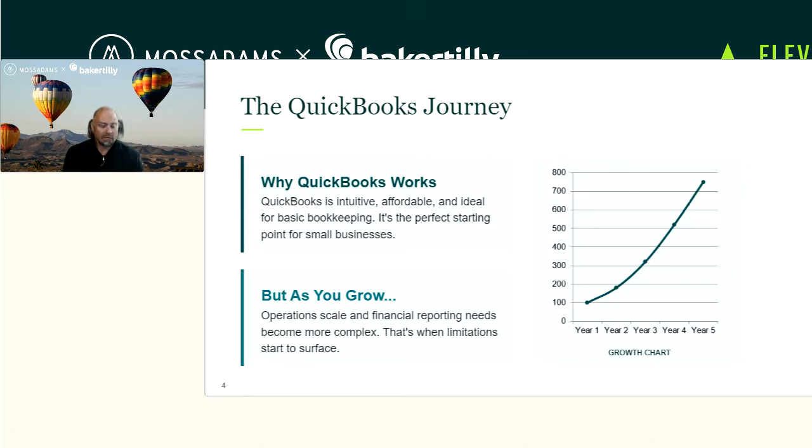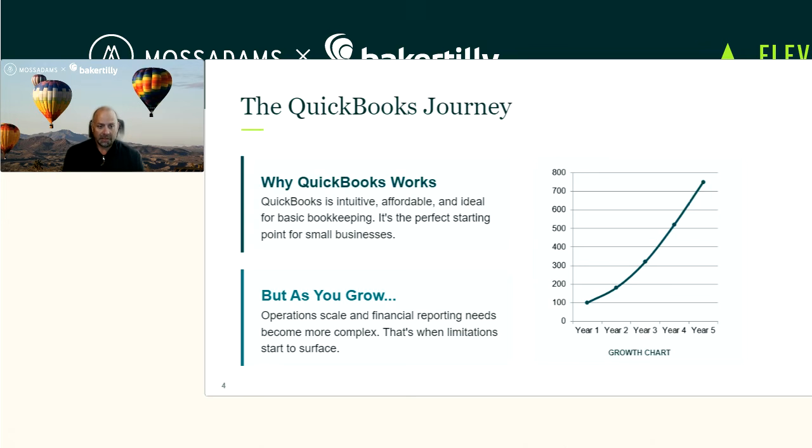And this really has to do with why people get on QuickBooks in the first place. Well, QuickBooks is, first and foremost, affordable. It's great for basic bookkeeping. So as businesses are going through a startup phase or don't have a lot of complexity to their operations, and they're really just in need of something that's going to get the job done, you're able to produce financial statements. You're able to keep track of what's going on from the financial day-to-day. QuickBooks is a great solution. It's intuitive and really is a perfect starting point for many small businesses.